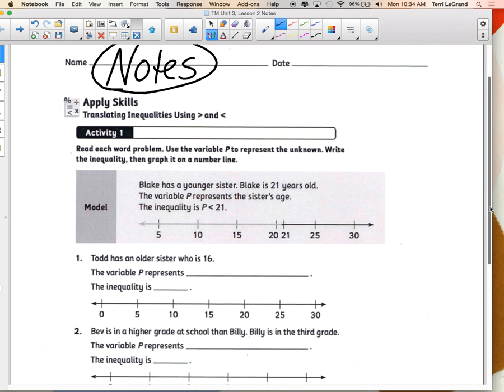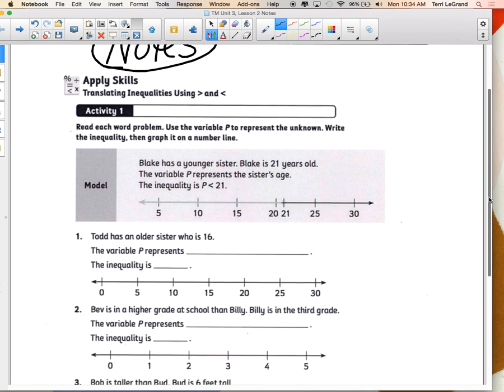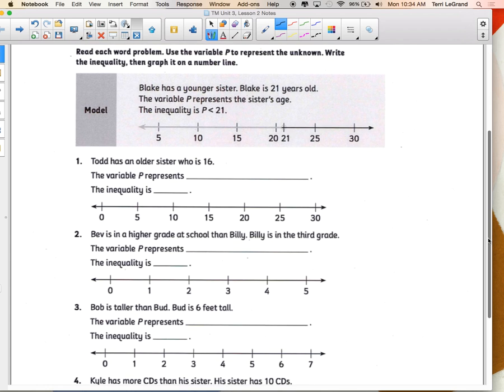So we are going to take word statements and write inequality statements instead of them. So here's an example. Blake has a younger sister. Blake is 21 years old. The variable P represents the sister's age. The inequality for this would be P is less than 21.